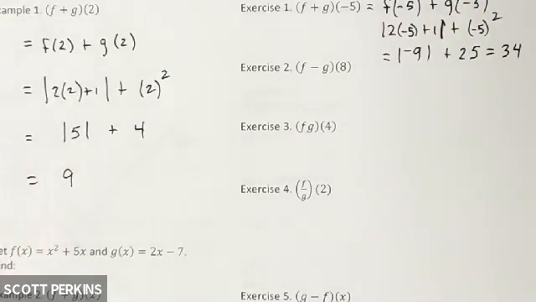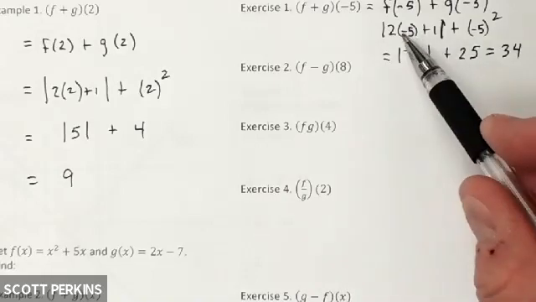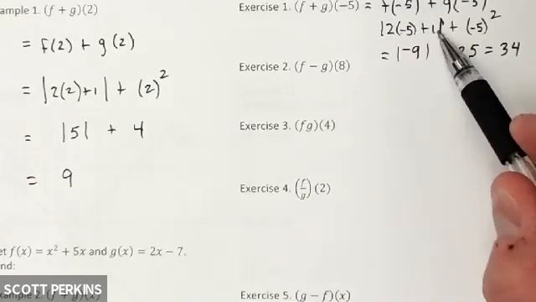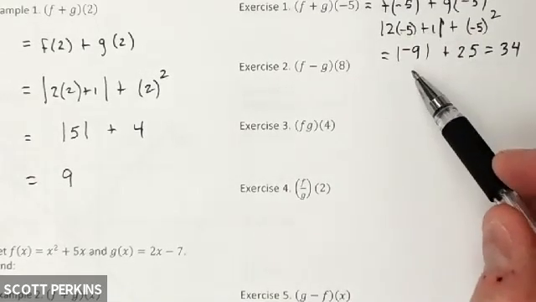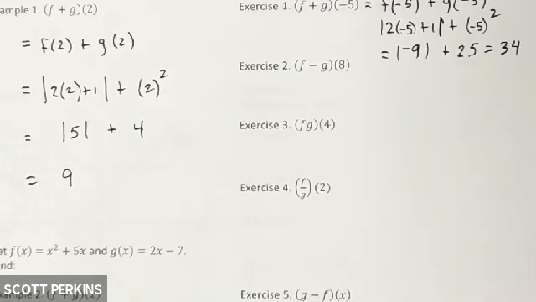Did anybody get anything different that you don't understand why we got something different? If you caught your mistake, that's great. Yeah. 2 times 5 is -10. -10 plus 1 is -9. Absolute value of -9 is 9. Yes, ma'am. Absolute value makes everything positive. Yes, it's just the value. Perfect.